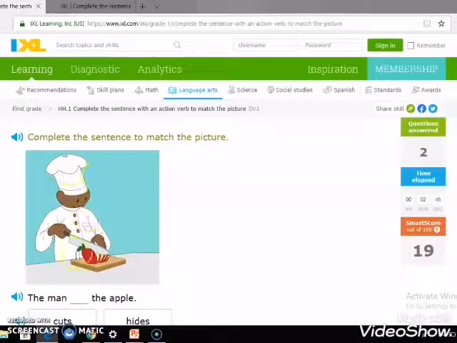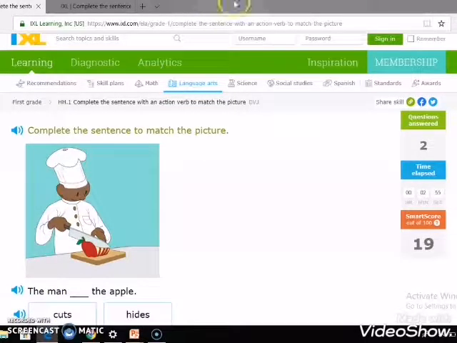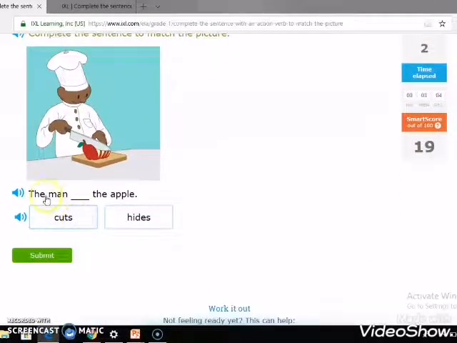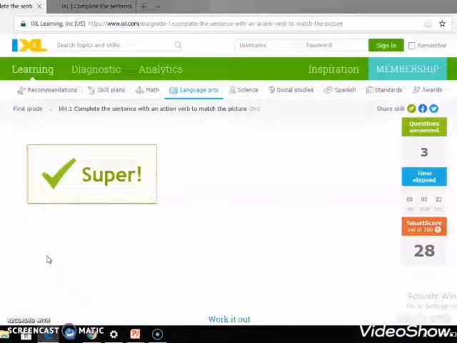Now this is a man. What is the man doing? He cuts the apple. Do we have one man or many? We only have one man. So because we have one man, we add an s to the action verb. The man cuts the apple. Here is cuts. Cuts, we add an s for the action verb because we only have one man. The man cuts the apple. Super.